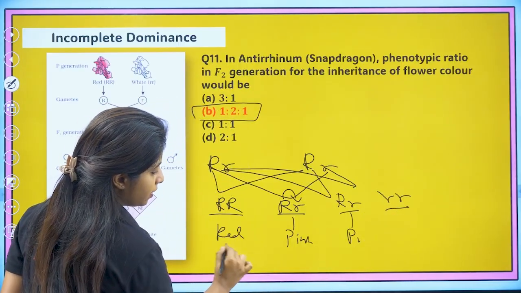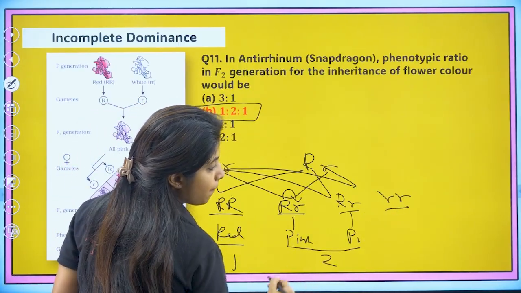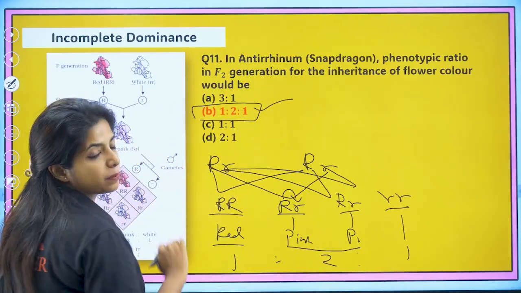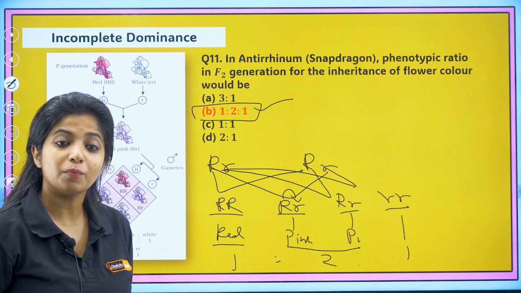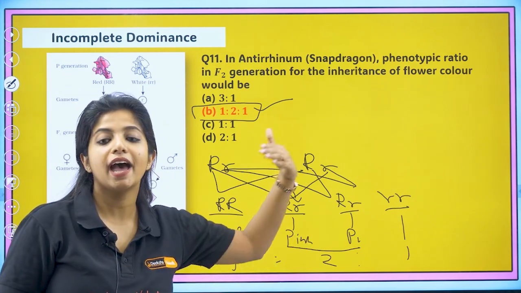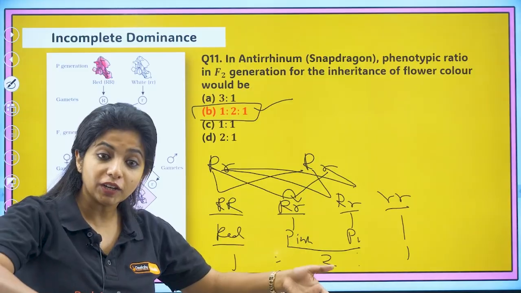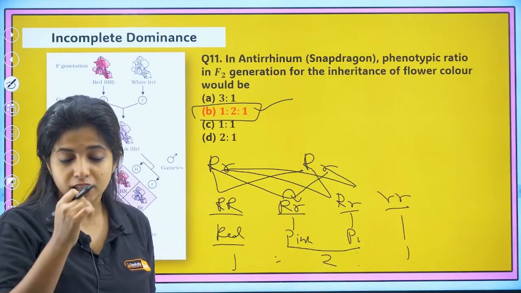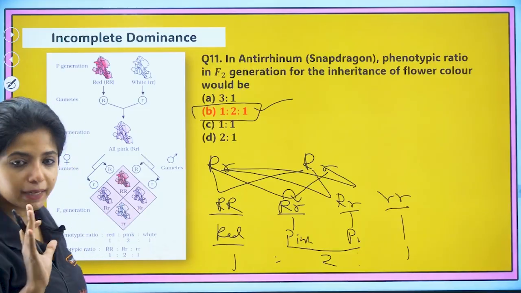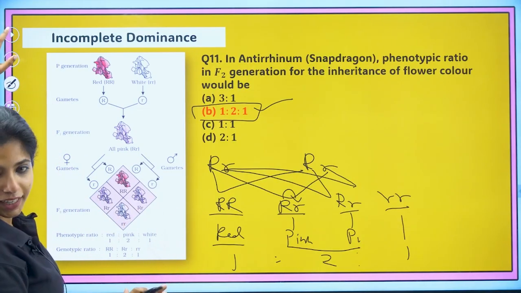So one of them would be red, two of them would be pink, and one of them would be white. So 1:2:1 is the phenotypic ratio. What is the genotypic ratio? It remains the same. One of them capital R capital R, two of them capital R small r, and one of them small r small r. So phenotypic and genotypic ratio in Snapdragon is the same thing, and they show incomplete dominance. I hope that's clear. Cool.